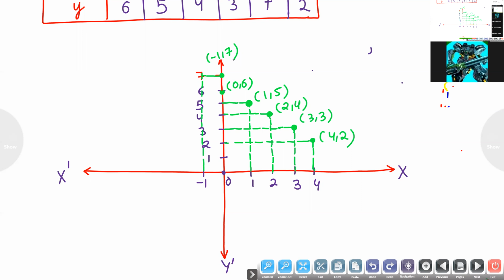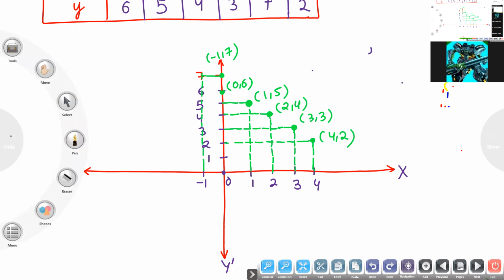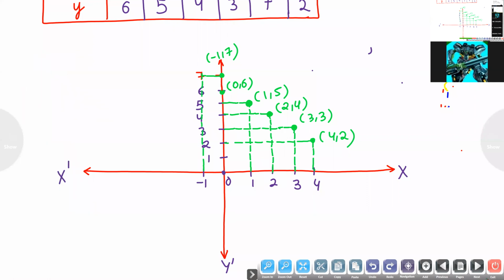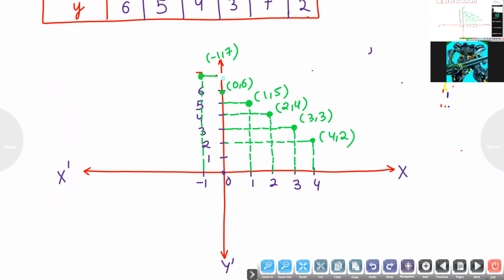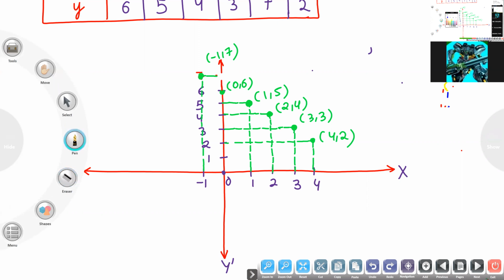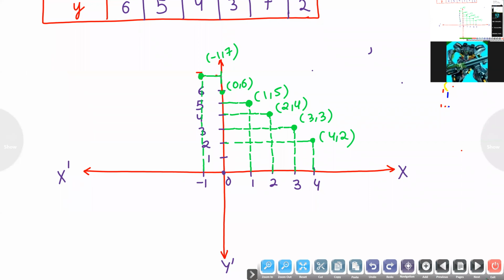Sorry, this is not point, beta. This point will come here. X is -1, y is 7. This point is called -1, 7. Now I want to join these points.